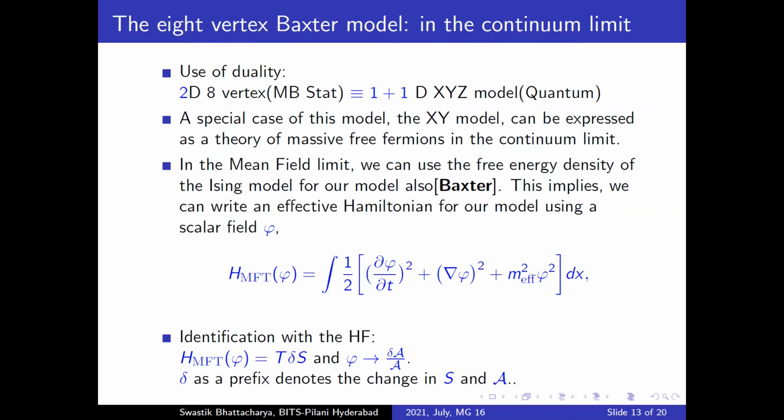convenience, we'll approximate the Hamiltonian by a scalar field phi and write it in this form. This M effective squared gives you the single length scale in the problem. Now what you can do is identify this with the horizon fluid. The T delta S, where delta S is the change in the entropy due to the infalling matter energy.